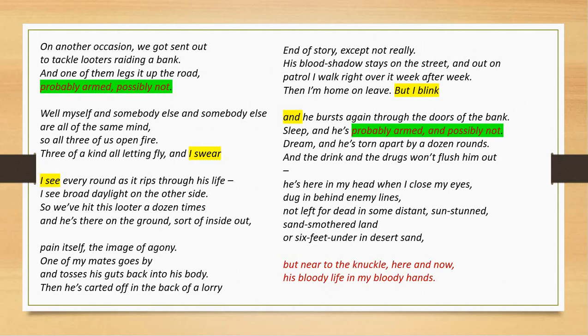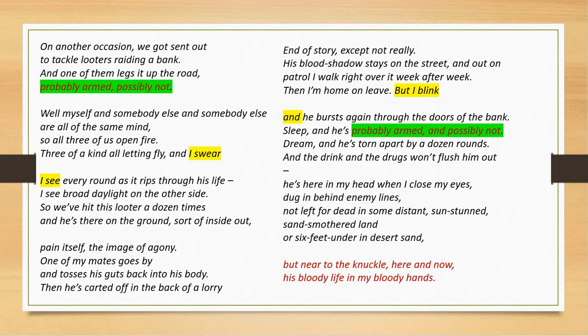So we've hit this looter a dozen times, and he's there on the ground, sort of inside out. Pain itself, the image of agony. One of me mates goes by and tosses his guts back into his body, and he's carted off in the back of a lorry.